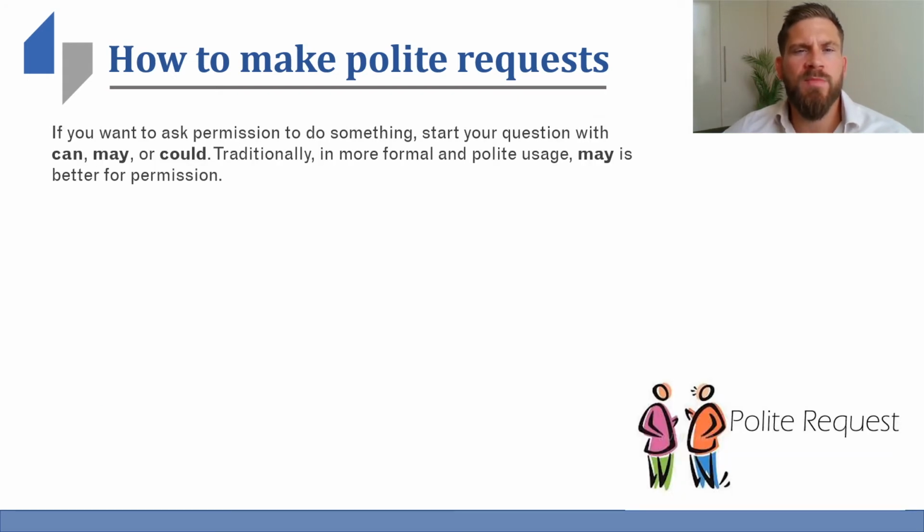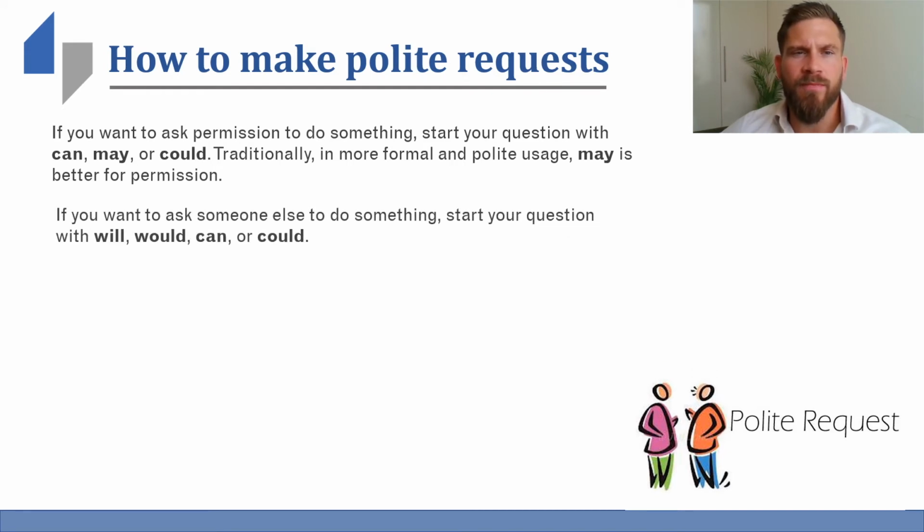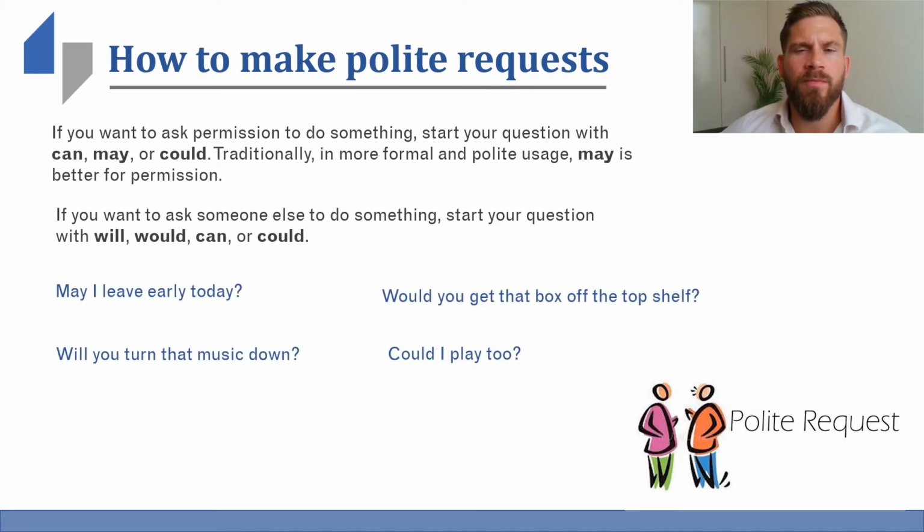If you want to ask permission to do something, start your question with can, may, or could. The more formal and polite use, may, is better for permission. If you want to ask someone else to do something, start your question with will, would, can, or could.